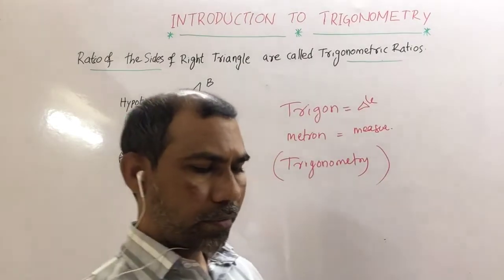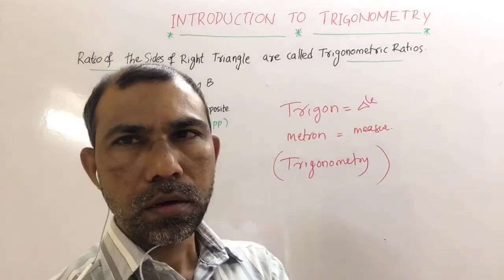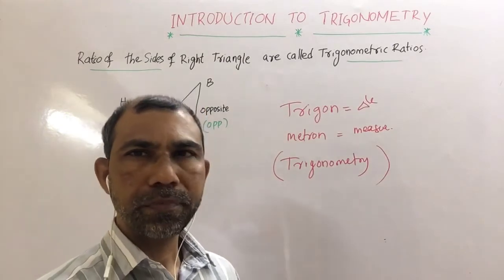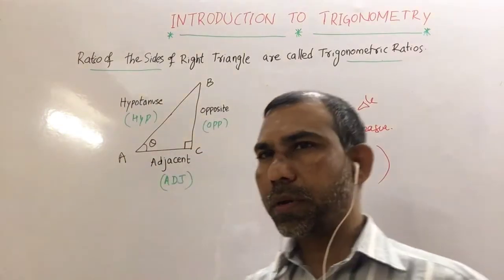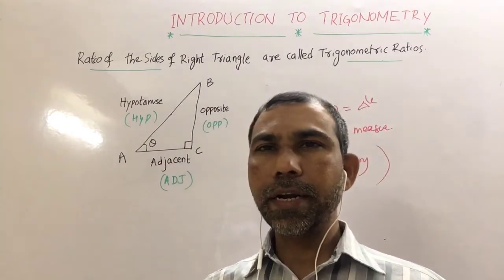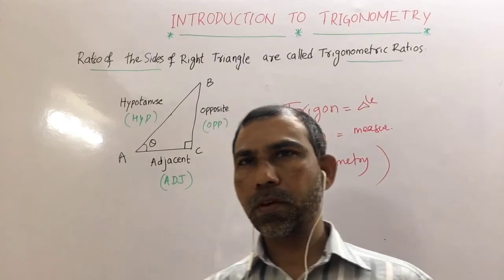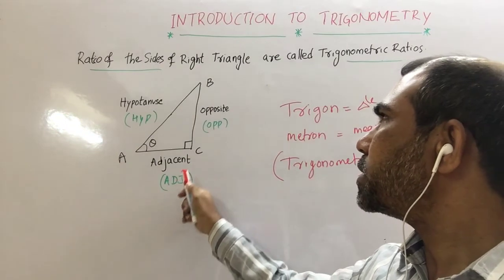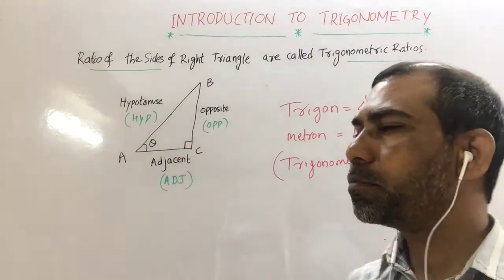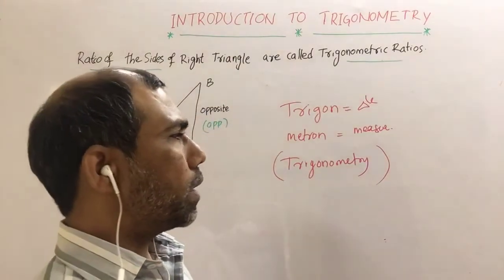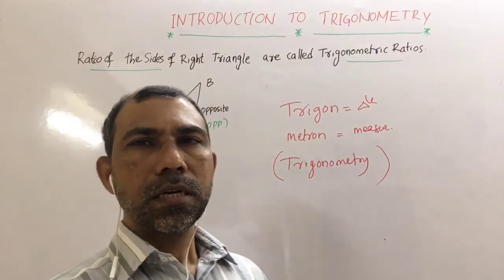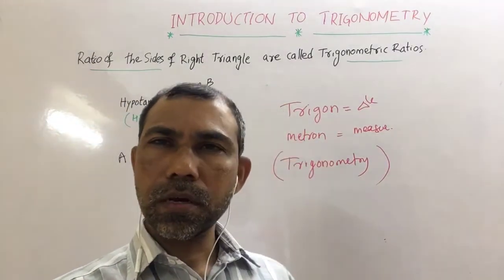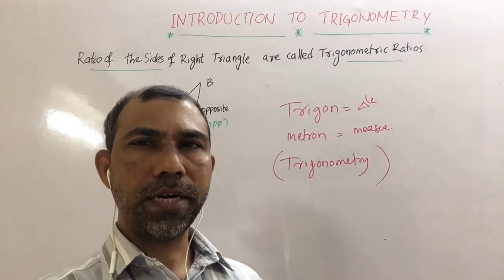Here students, we have to see the purpose of trigonometry. As we are dealing with right angle triangle trigonometry here, we need to remember a few things like adjacent side, opposite side and hypotenuse side. We'll discuss them. And this trigonometry gives the relationship between the sides and the angles of a triangle.